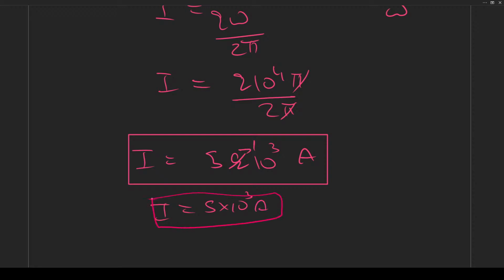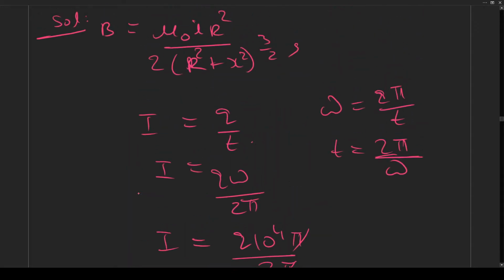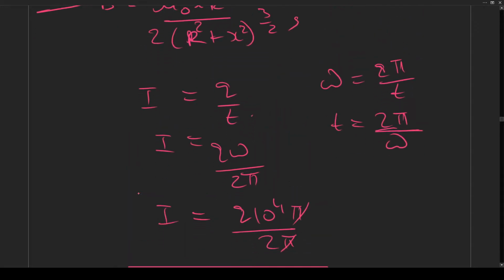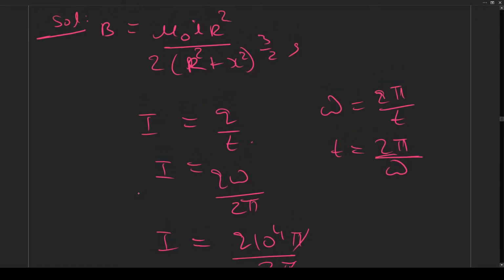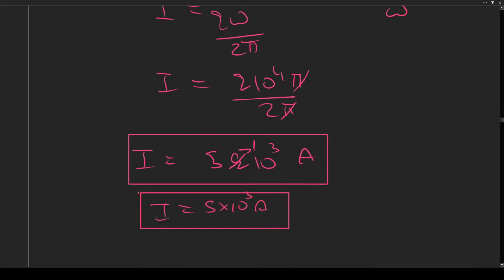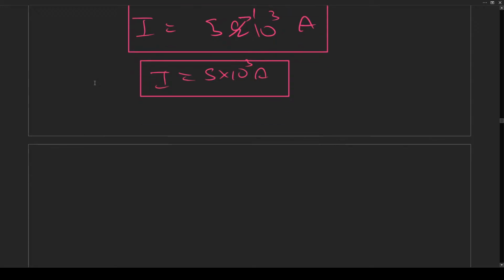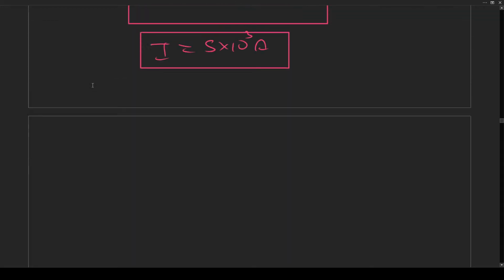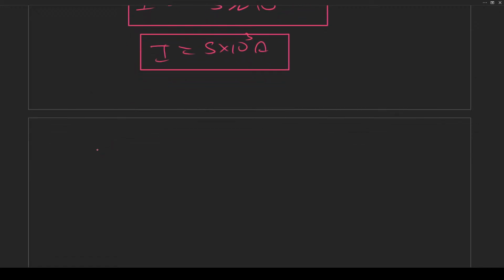Which is a very large current, or did I make a mistake? Q omega by 2 pi. Omega they gave us 10 power 4 pi. 10 and 1 coulomb, so 5 into 10 power 3 ampere. Substituting the current value, B equals 4 pi into 10 power minus 7 into I, which is 5 into 10 power 3 into r square.